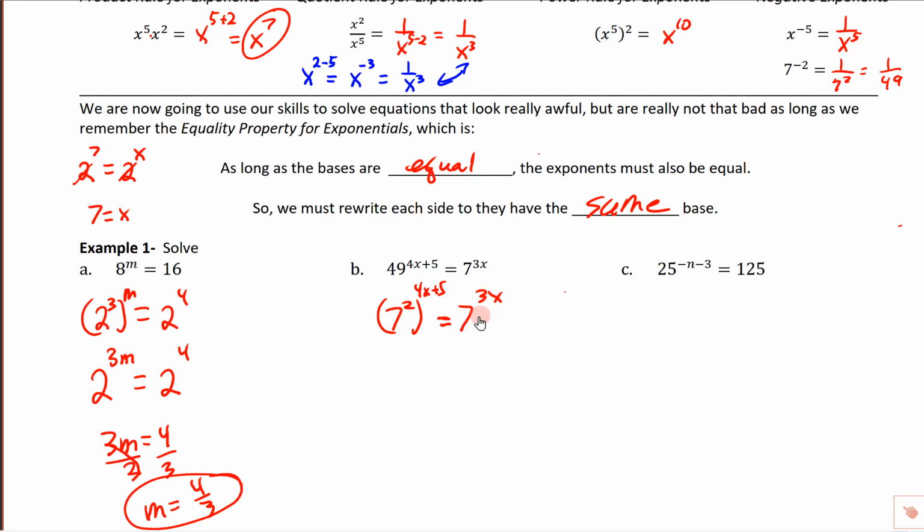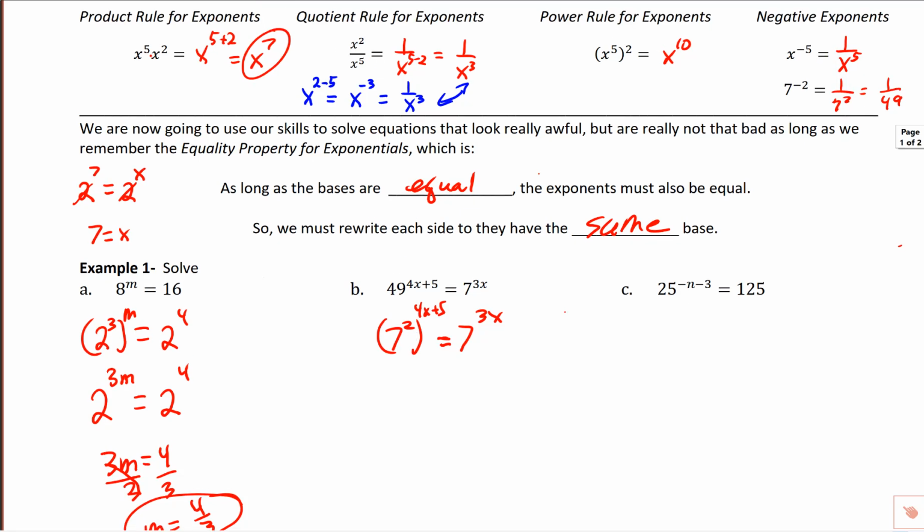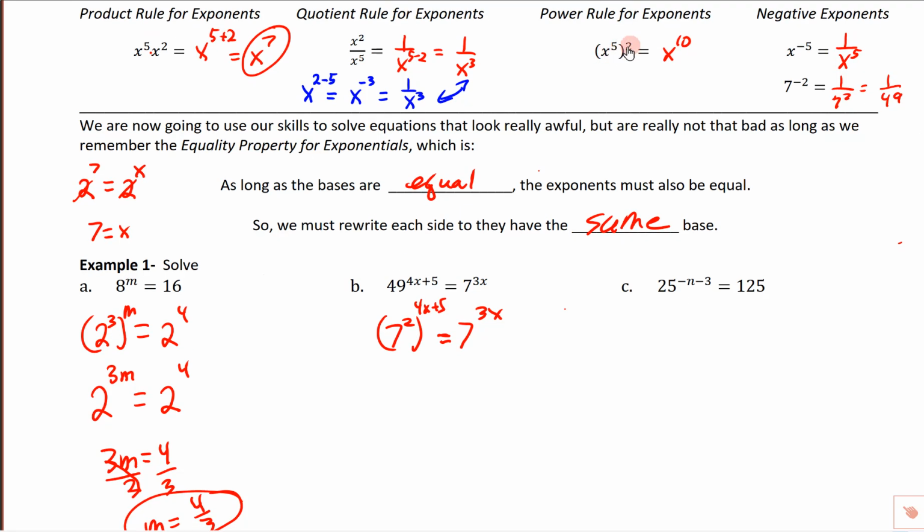Now, this side's simplified pretty well. This side is not, so again, we're going to use this power property. If I have a power raised to a power like this, I'm going to multiply these together. So here's what I get. I get 7 to the 2 times 4x plus 5. Now, I'm going to show every bit of work on this just to make it a little bit more clear what's going on.